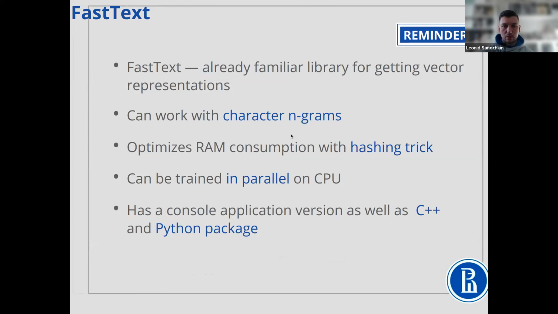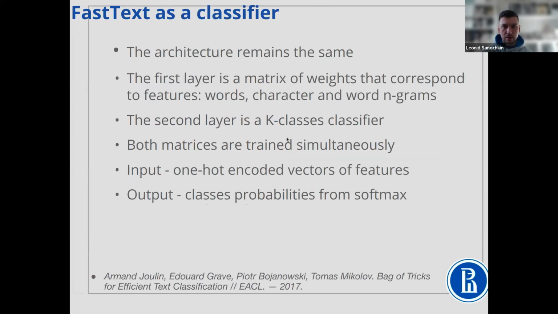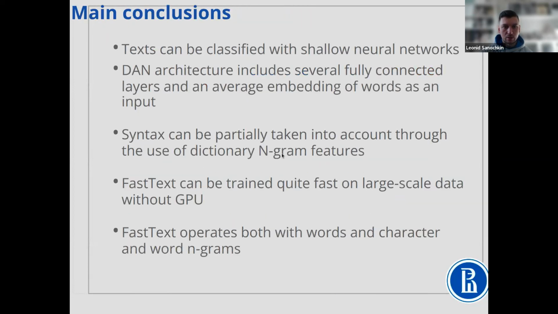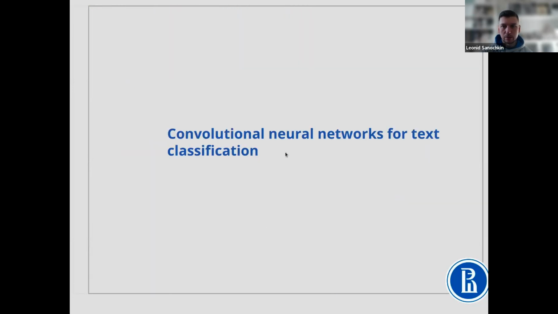So fastText, well, let's talk about it a bit later when we come to subword tokenization. And let's talk about convolutional neural networks for text classification.